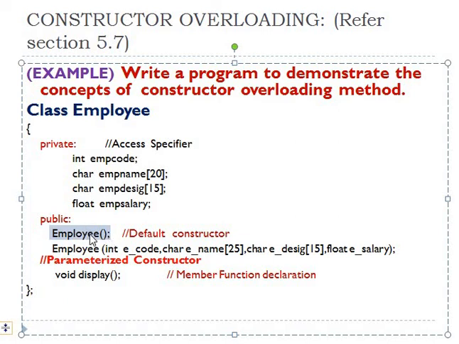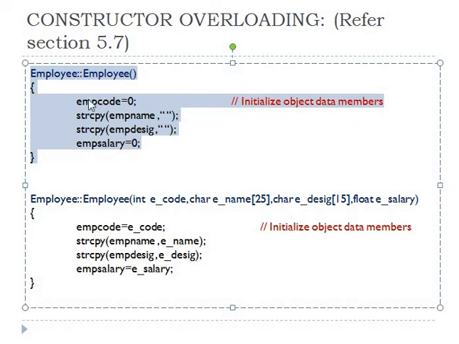Now the body of this constructor has been defined outside of the class, so the control jumps from this portion of the program into here. This is the body region of the default constructor employee. In this body, the default constructor initializes the data members of the class, which are emp code, emp name, emp desig, and emp salary. It initializes the first data member emp code with the value 0, the second data member emp name with a white space, the third data member emp desig with a white space, and the fourth data member emp salary with the value 0.